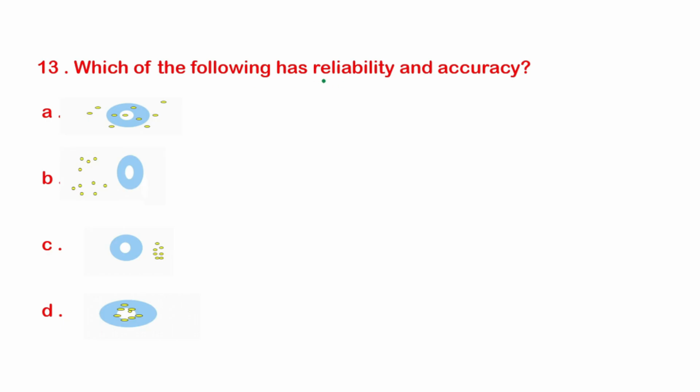Which of the following has reliability and accuracy? See what is being shown in the figure in the four options. The blue circle is nothing but the bullseye, and the yellow spots are nothing but the bullet shots. To tell that it is reliable, all the shots should be concentrated at one place. This is rule number one. And to tell that it is accurate, any of the shots should touch the bullseye. Anything. Then it is reliable and accurate. You will tell in that way.